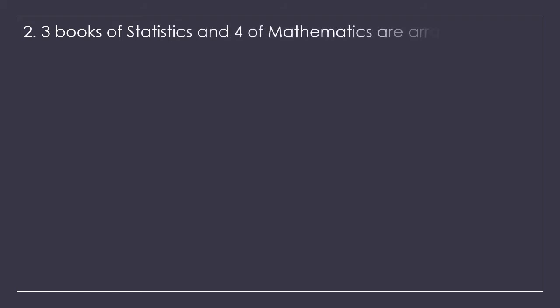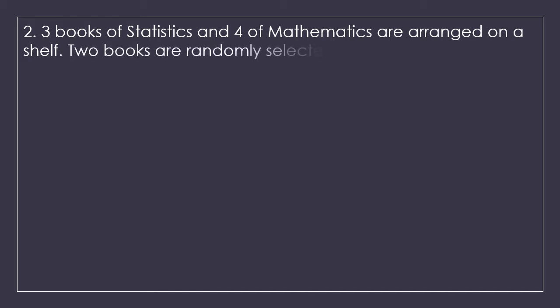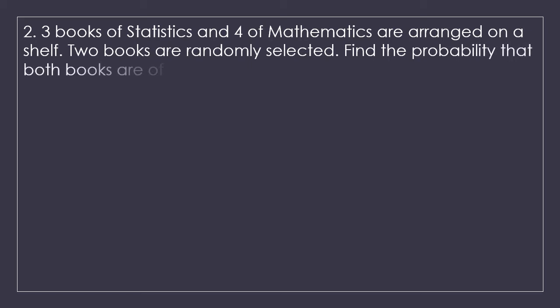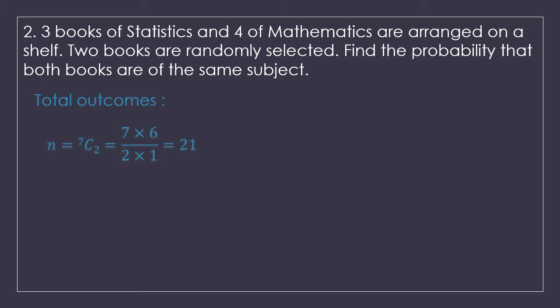Question number 2. 3 books of statistics and 4 books of mathematics are arranged on a shelf. 2 books are randomly selected. We have to find the probability that both books are of the same subject. First of all, we are selecting 2 books out of the total 3 plus 4, 7 books. So the total outcomes here will be n is equal to 7C2, that is 21.